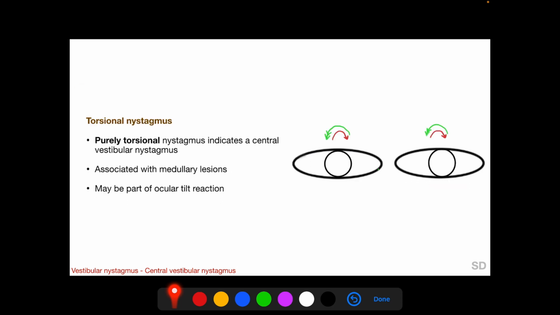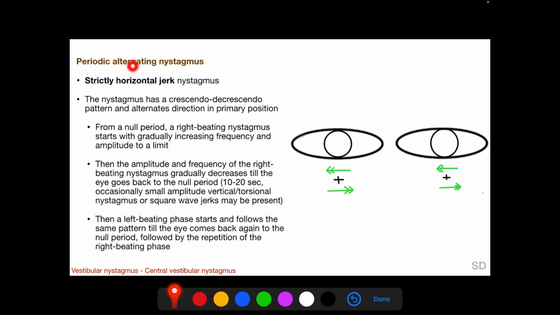And as we have discussed, a purely torsional nystagmus indicates a central origin, and it is usually associated with medullary lesions, and it may be part of an ocular tilt reaction. So this picture shows a torsional jerk nystagmus with the fast phase directed towards the right side. Periodic alternating nystagmus, although classified as a central vestibular nystagmus, is a horizontal jerk nystagmus, and the nystagmus has a crescendo-decrescendo pattern with an alternating direction in primary position.